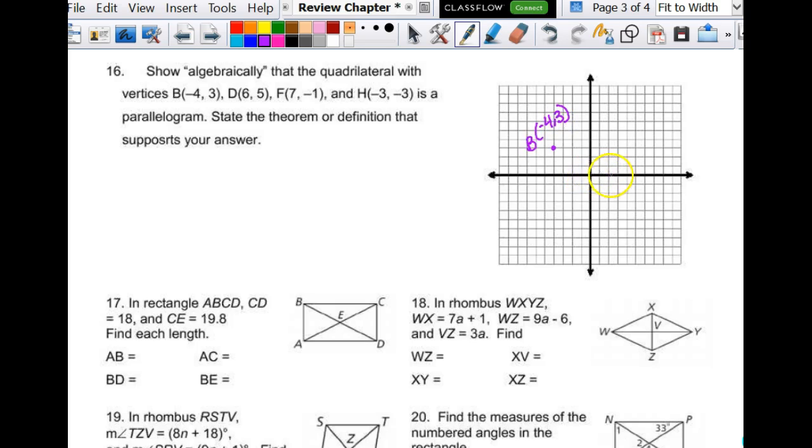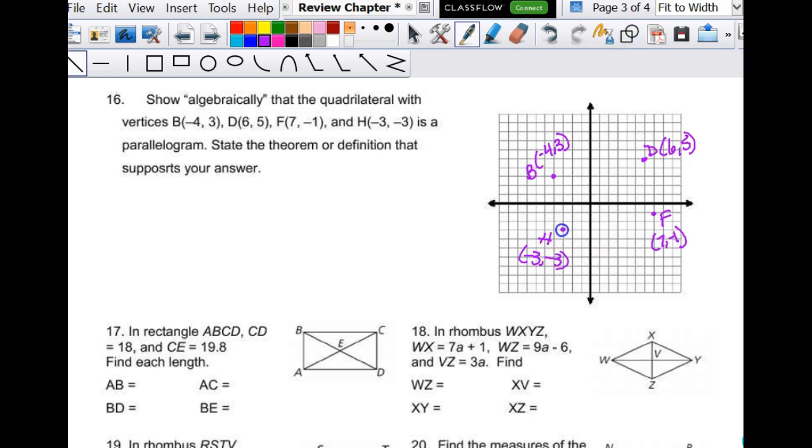D is at 6, 5. F is at 7, -1. H is at -3, -3. Okay, and then I'm going to connect my dots.